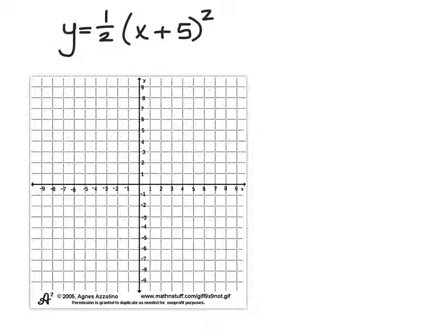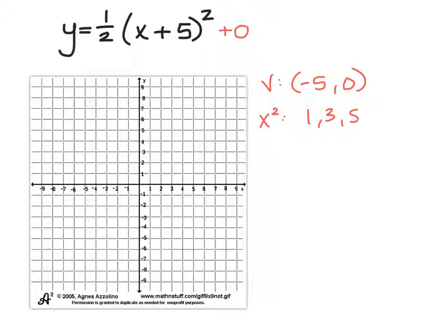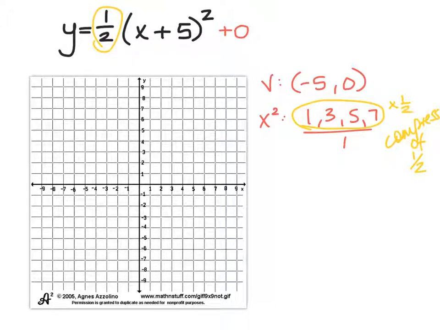Okay, so this one, same thing. Name the vertex. Inside's the opposite. Outside's the same. Since there's nothing on the outside, that's just +0. You're welcome to write +0 if you want, or just know that it is 0. My general x squared pattern is 1, 3, 5, 7 over 1. This time I have a 1/2 on the outside, so it's still vertical. I'm multiplying by 1/2. Because that's less than 1, we're going to call that a compression. So it's still vertical, but we call it a vertical compression of 1/2 because it's going to make it shorter, not taller. So if I go ahead and graph this, (-5, 0).